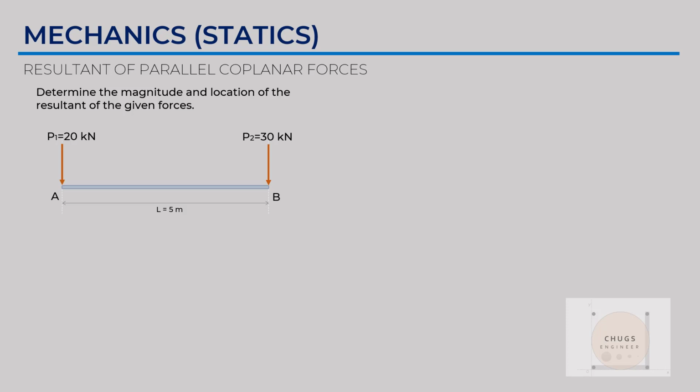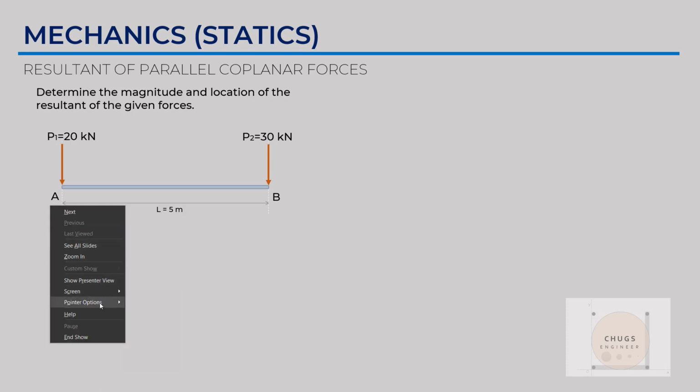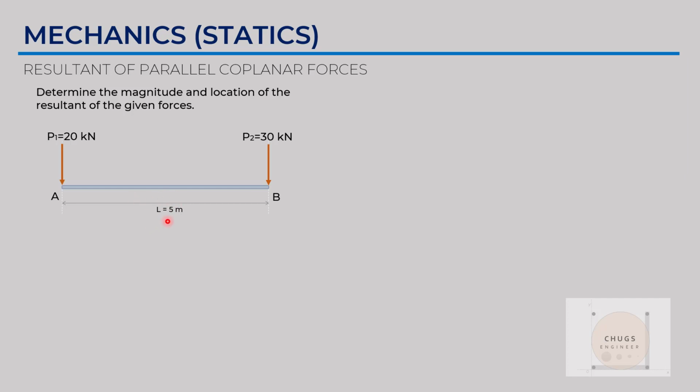Okay, so we have here an example. Determine the magnitude and location of the resultant of the given force. So, we have here a beam that is 5 meters long, a 5 meter span. And then we have P1 acting on the side of A, and we have P2 that is 30 kilonewton acting on the side of B.